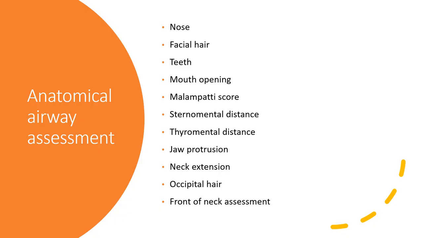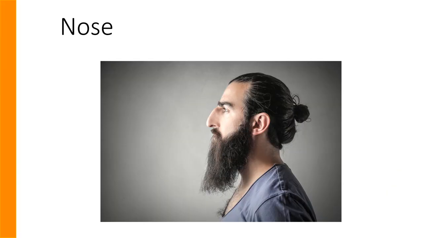Let's look now at addressing some of the anatomical factors that make an airway easy or difficult by jumping into the clinical airway assessment. There are about 11 different anatomical factors that one looks at in a complete airway assessment. Let's start with the nose.